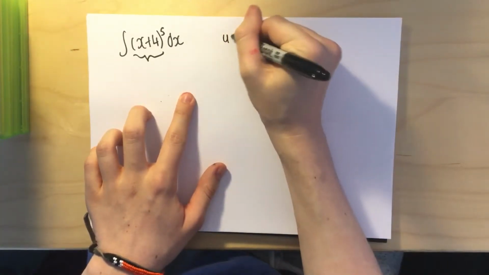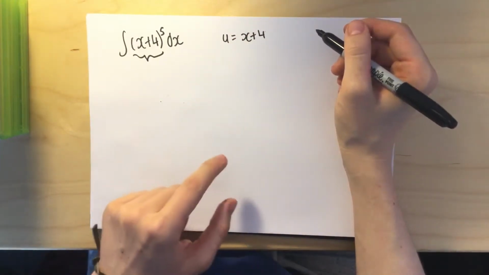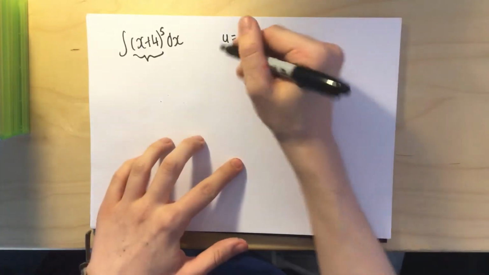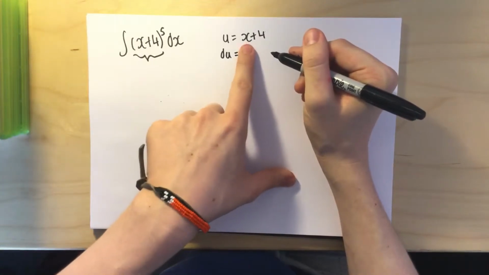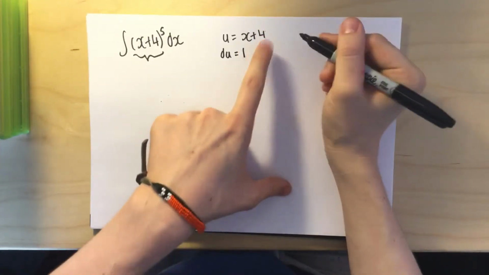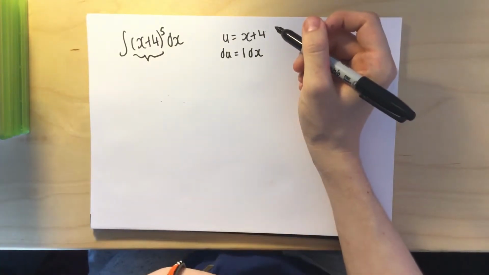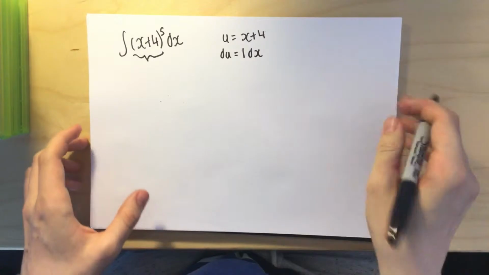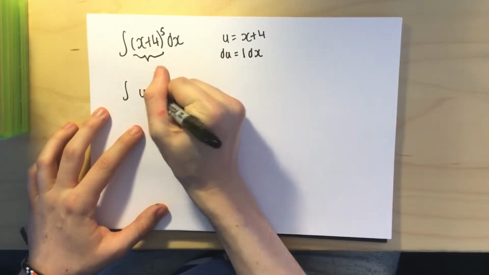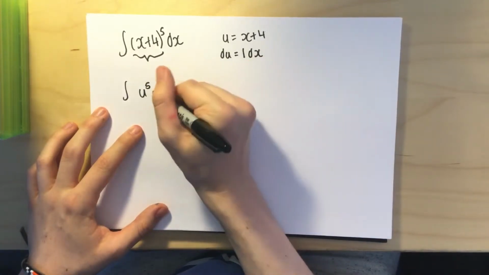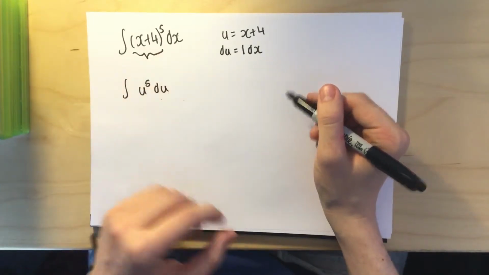So then if our u is x plus 4, we then need to differentiate our u to get a du term in our integral. So if we differentiate u, this is with respect to x. Differentiating x, we get 1. Differentiating 4, we get 0. And all that is times dx as we're differentiating with respect to x. Then we sub that back in to what our integrand was. So that would be u to the power of 5. Our dx is just du. And now you can see that is a much simpler term to integrate than this.